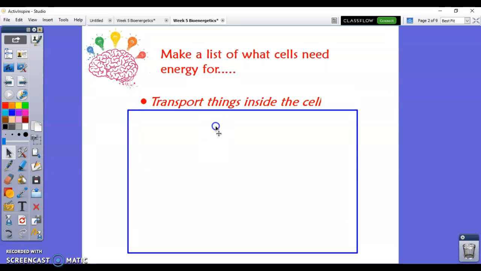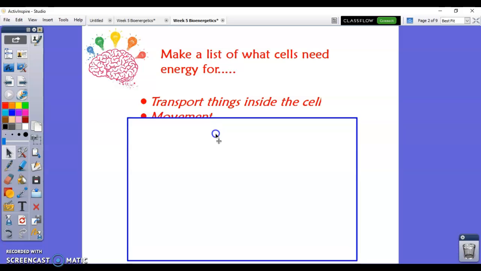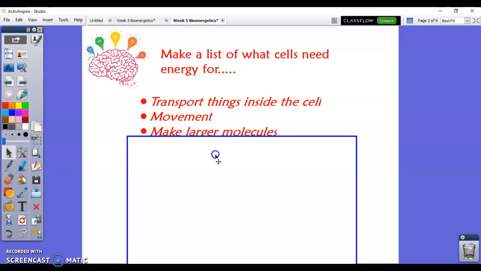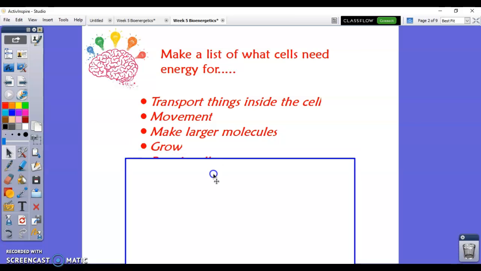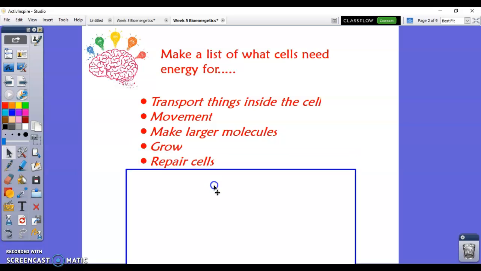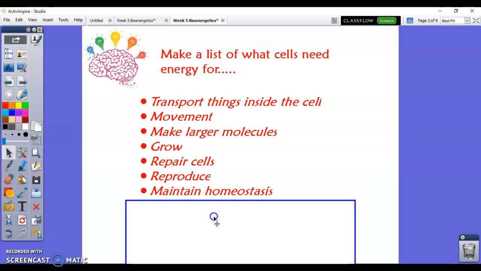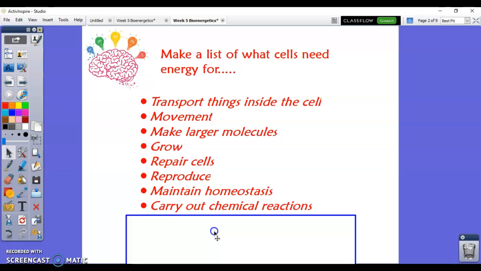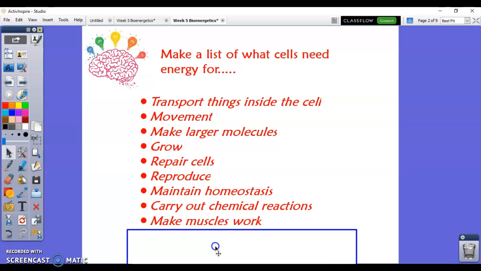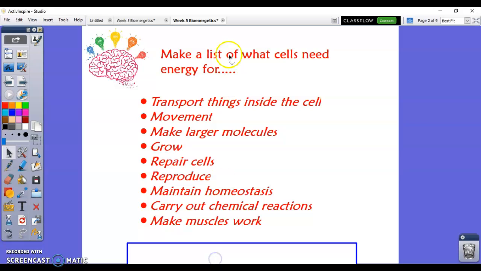Cells are going to need energy to transport things inside of the cell, to move, make larger molecules, grow, repair, reproduce, maintain homeostasis, carry out chemical reactions, and make muscles work. Those are just a few of the things that students have come up with. Imagine if cells don't have energy, they will stop working, and if cells stop working, that's going to lead to cell death.